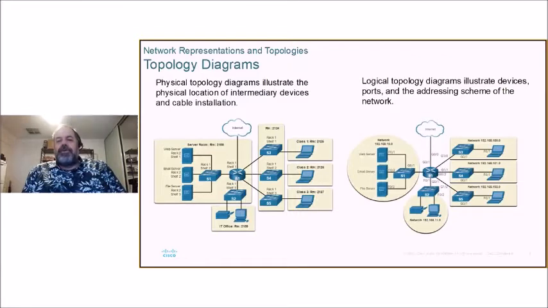Now, a logical diagram is more about how things are organized, and also about the addressing scheme. So it's a logical way of organizing that. You've got what looks like a server subnet here, and another network here, and another one here. They're all separated into how they are connected, and subnets as well.